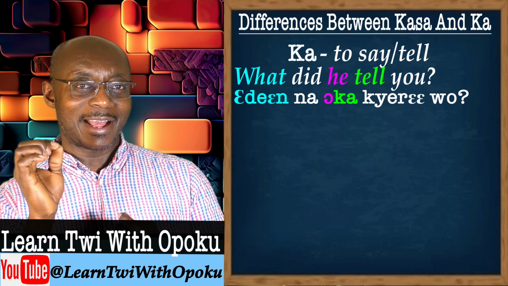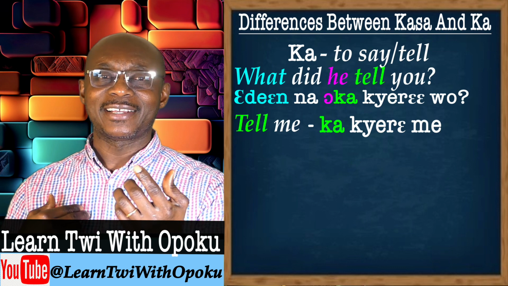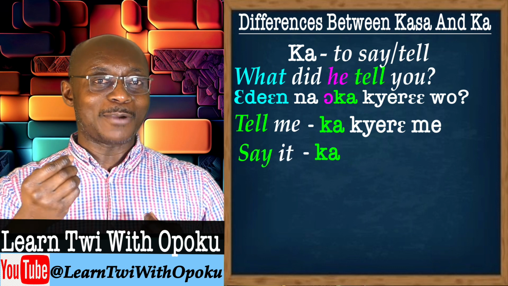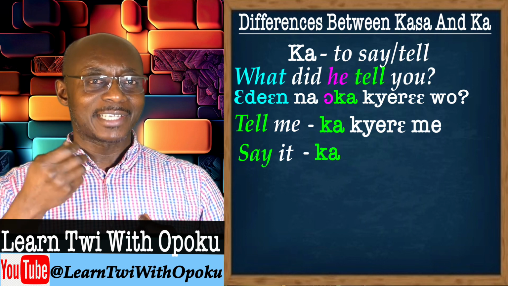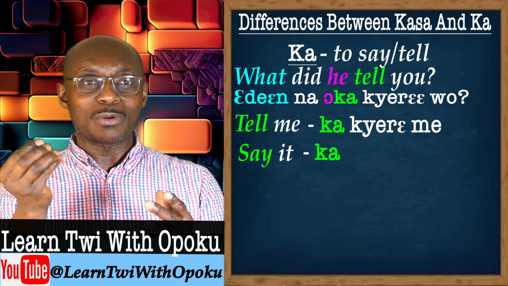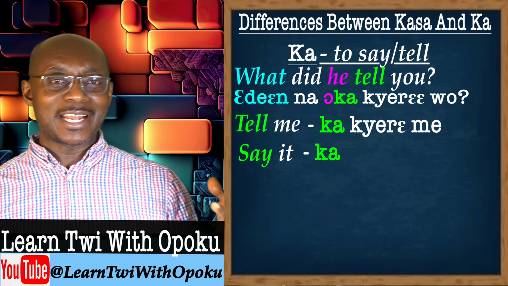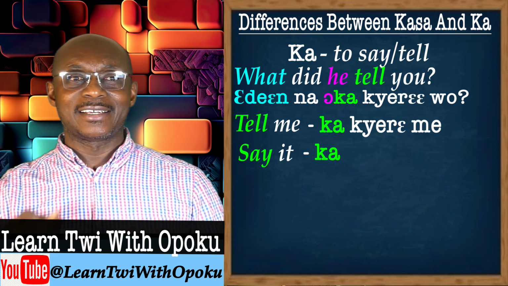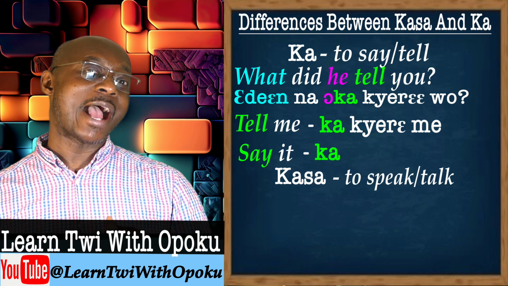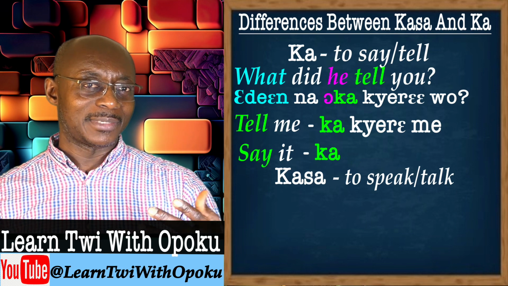I'm using ka. And for tell me, I will say, kachire me. And then also say it, I will say, ka. You see, these examples confirm that ka means to say or to tell. So in a nutshell, we are saying that kasa means to speak or to talk, while ka means to say or to tell.